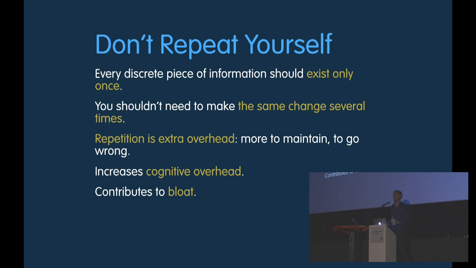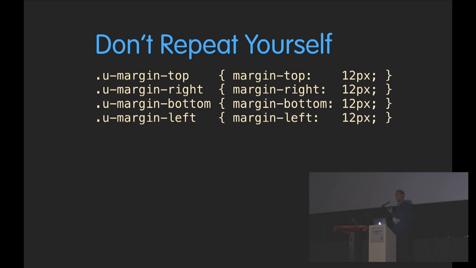Looking at a real simple example of some CSS, we've probably all seen CSS like this at some point, just some utility classes for nudging around our margins. But the problem is we've written this 12 pixels four times. 12 pixels here is knowledge. It's key bits of information. This number is 12 for a reason. I would posit that our baseline grid is probably 12 pixels. That's why all of these values are the same.